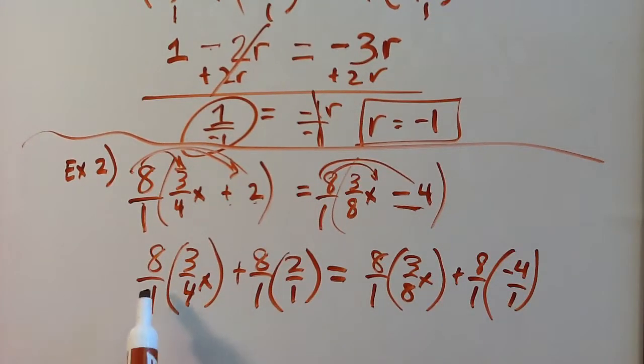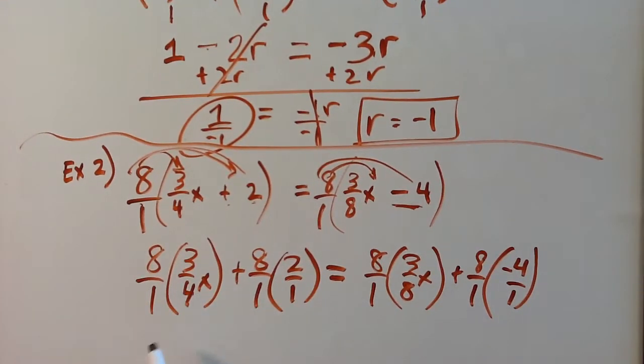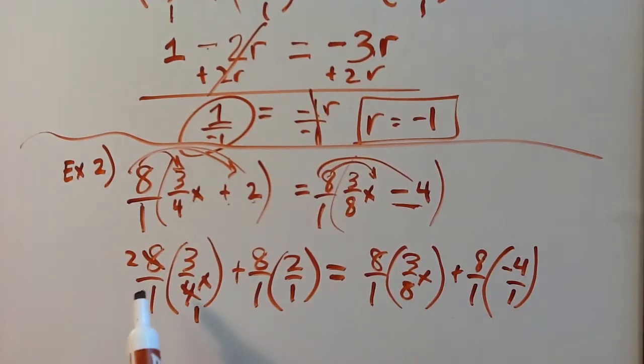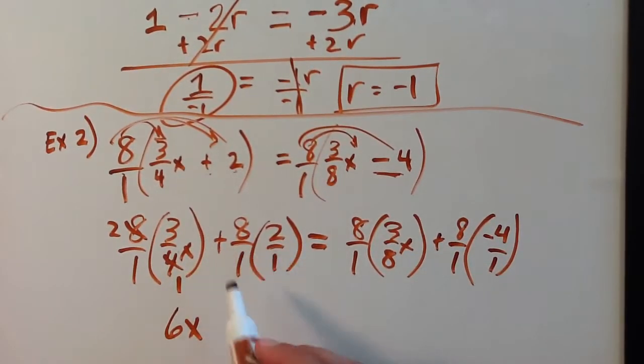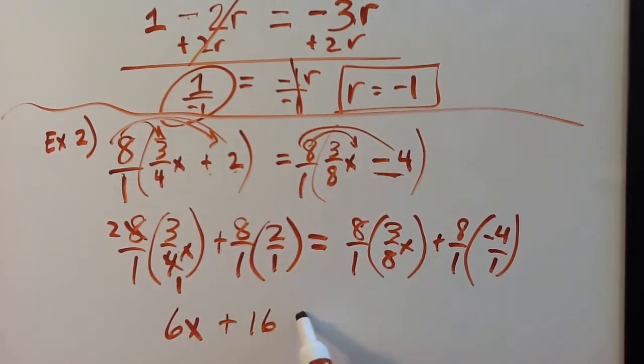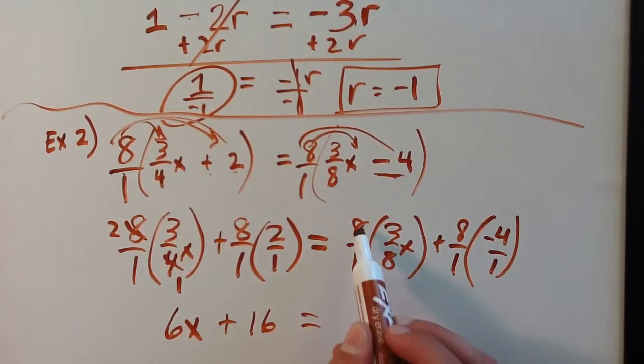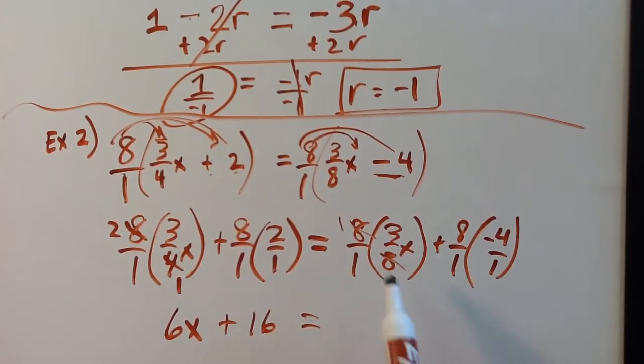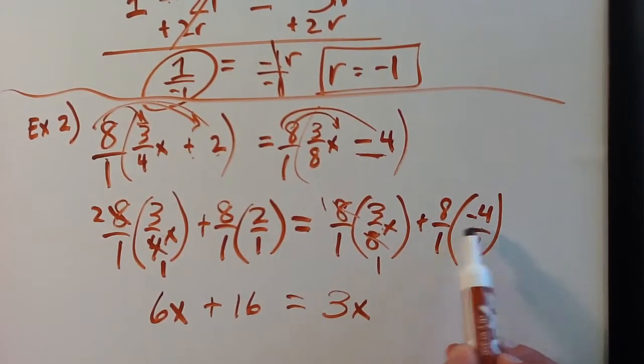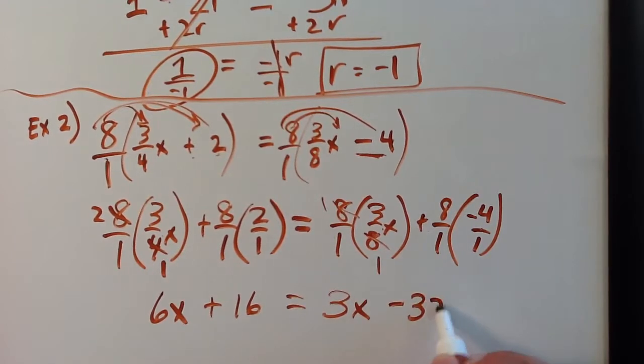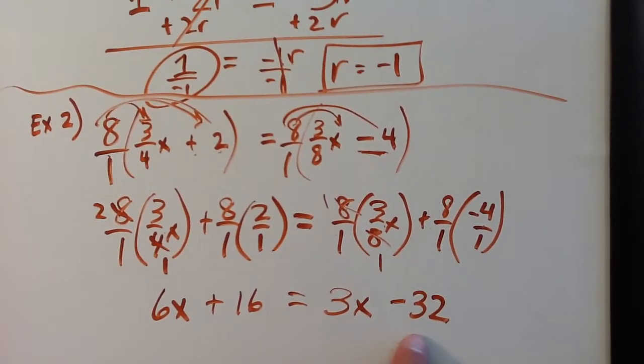Now let's simplify here. What's 8 over 1 times 3/4 x? Well, I can cross simplify 8 over 4 to be 2 over 1, right? Because 8 over 4, or 8 divided by 4 is 2. So now I have 2 times 3x, which is 6x. Then I have 8 times 2, that's positive 16. Bring the equal sign down. Here I have 8 over 8. I can cross simplify, right? That becomes 1. So 1 times 3x is simply 3x. And then I have 8 times negative 4. Well, 8 times negative 4 is negative 32. So now you can see my equation is only integers now. I have no fractions in there.